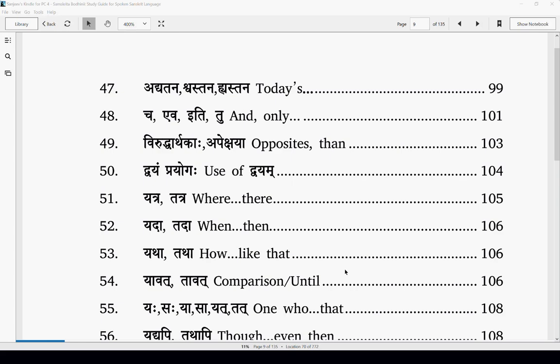Then iti is like this. Iti padasya prayogam katham bhavati? Iti padasya vakya prayogam karotu. Anybody? Aham adya agachami iti mama patihi uktavan. Aham adya agachami iti. So it is like this.